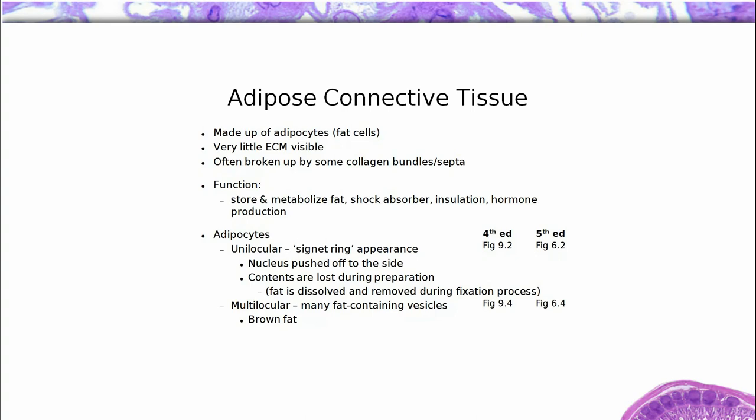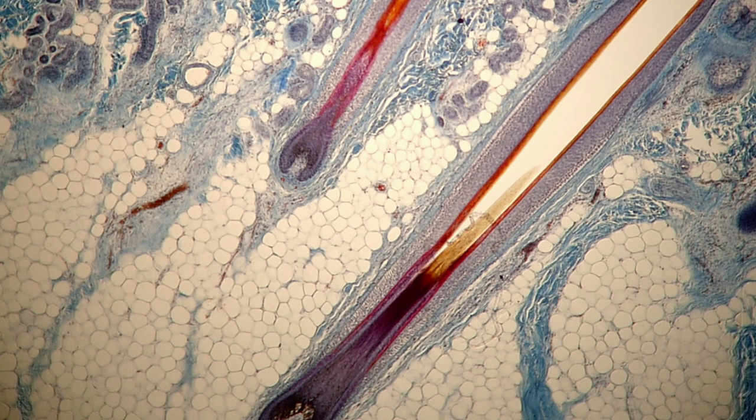Next one, it's also loose connective tissue. It's kind of a special case: adipose tissue. This one looks like there's not a lot of ECM. It looks like it doesn't really belong in the category of connective tissues, because when you look at it, all of this is fat cells. There's not much ECM there. And yet somehow it's still classified as a connective tissue.